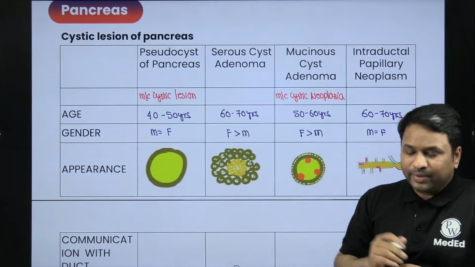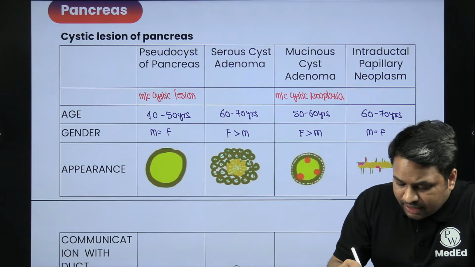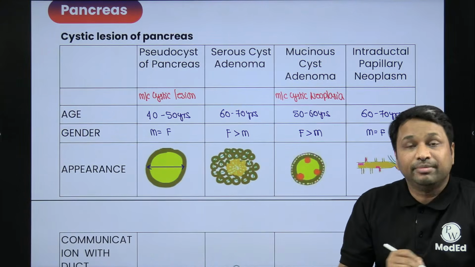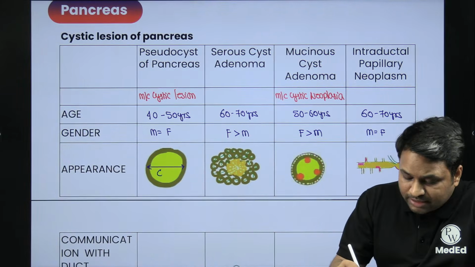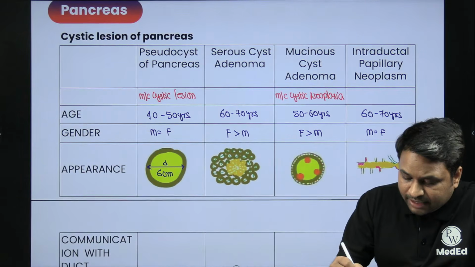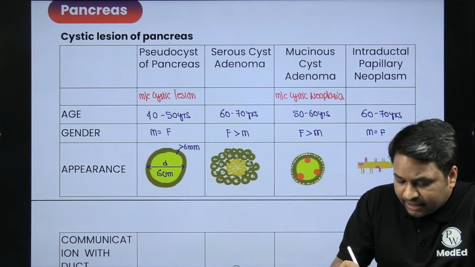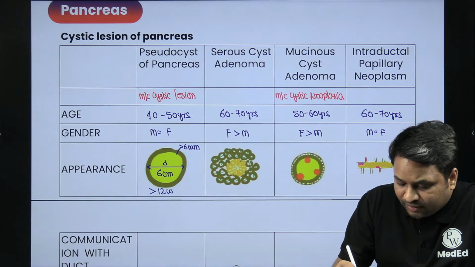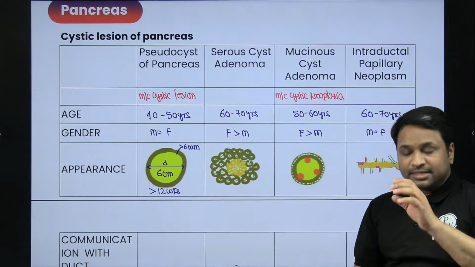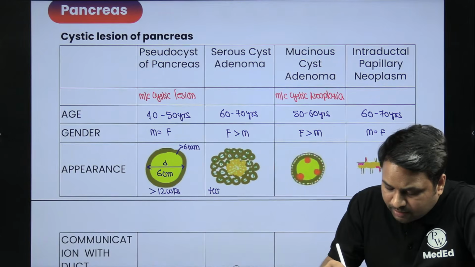All right. Now, when you talk about appearance, number one, pseudocyst is going to be a very big cyst, usually more than 6 centimeters in diameter. It is thick walled, more than 6 millimeters in thickness, and it is going to present beyond 12 weeks of pancreatitis. Serous adenoma has a honeycomb appearance. Just remember honeycomb.